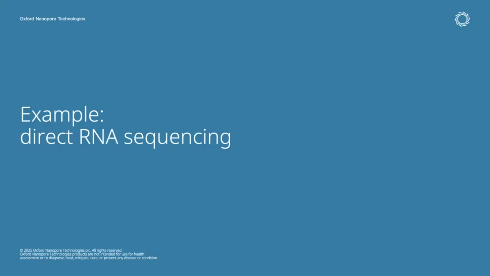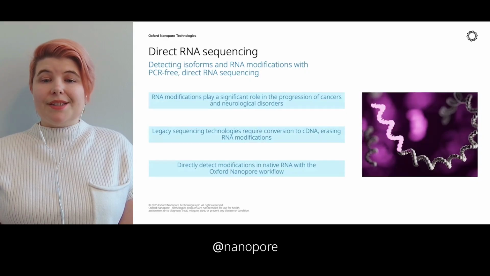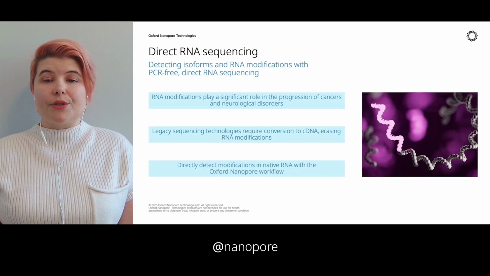Let's take a look at the end-to-end direct RNA sequencing workflow as an example. Modifications in RNA play a significant role in the progression of cancers and neurological disorders. However, native RNA cannot be sequenced using legacy sequencing technologies that require conversion of RNA to cDNA, meaning that these modifications are lost. With Oxford Nanopore direct RNA sequencing, it is possible to sequence native RNA, not only capturing full-length isoforms and allowing poly A tail measurement, but also ensuring that RNA modifications are preserved and can be detected.